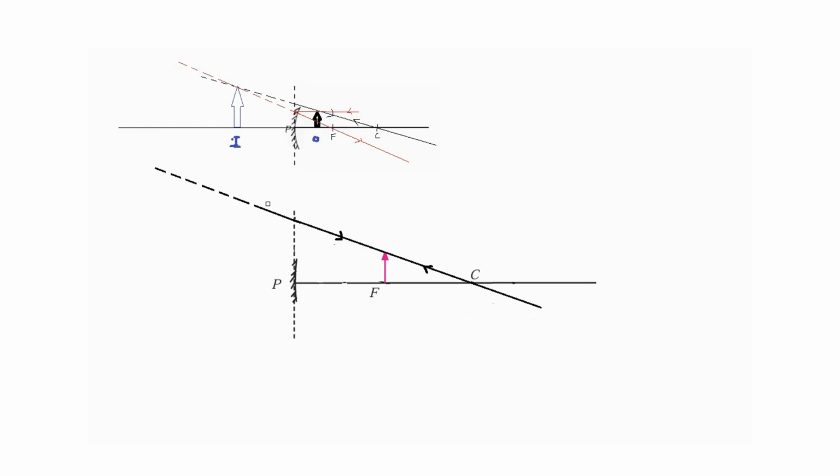Okay. Now what is the other one that you know for sure? Any ray that comes parallel to the principal axis will go through the focal.